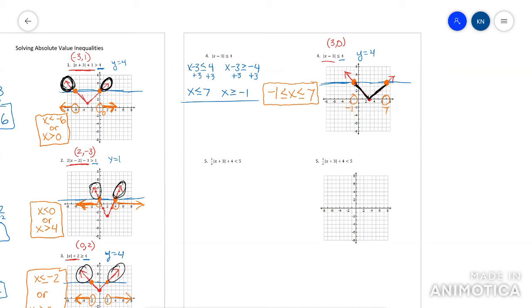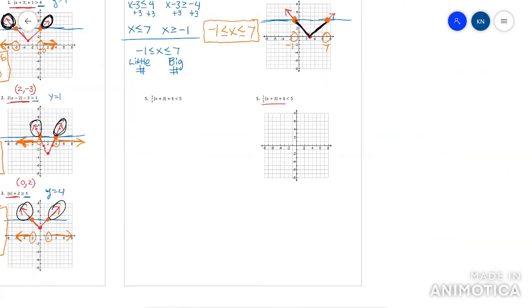So when you get here, you kind of have to think about it. Are these going towards each other or away from each other? These are going towards each other. So -1 less than or equal to x less than or equal to 7. Remember, it goes little number on the left, big number on the right. That's only when they're going towards each other.